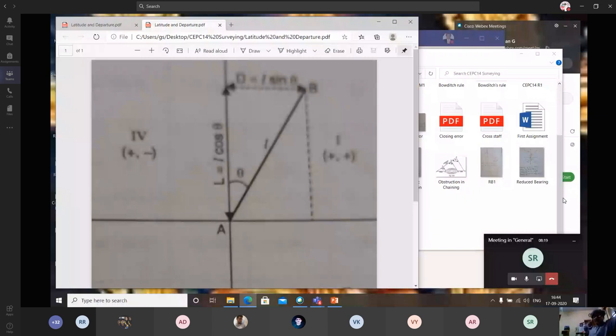both latitude and departure. Normally we refer to x and y, here it is different actually. We refer to y and x. Do you get the point? So latitude and departure are positive in the first quadrant because the sin theta component and the cos theta component are positive. Okay. Now you come to down.